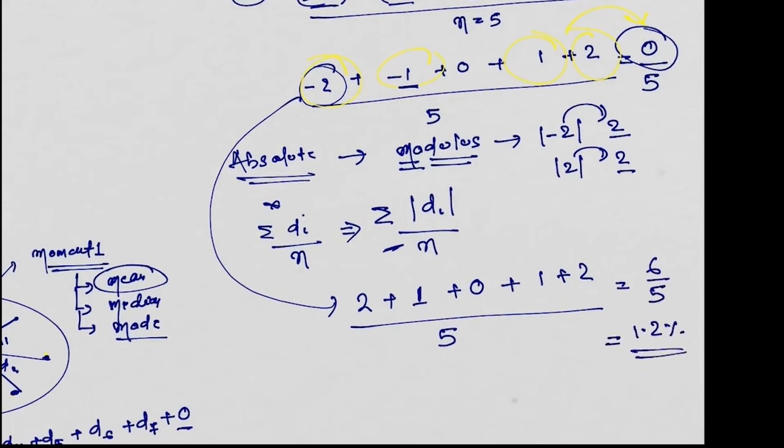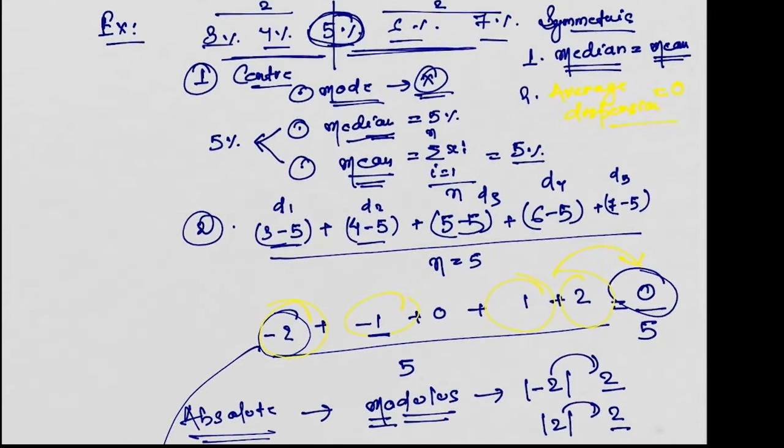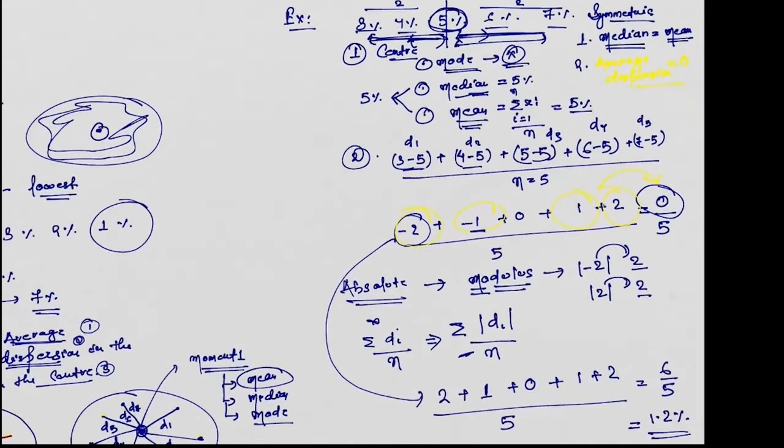So on an average, the dispersion in the data is 1.2, which is almost correct, because 6 is about 1 unit away from 5, 7 is about 2 units away from 5, 4 is about 1 unit away from 5, and 3 is 2 units away from 5. So on an average, it comes to 1.2, which is correct.